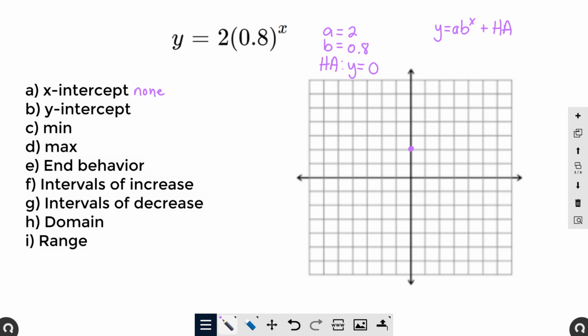Now, the other thing we need is it a growth or a decay? Good. B is less than 1, so it's a decay. So we're going to start up here, go through that y-intercept, and then remember it levels off. So we already know our y-intercept is at y equals 2. Make sure you write these things appropriately. Like, don't put a point. The y-intercept is that y value, so y equals 2.